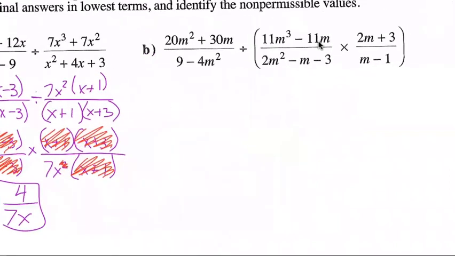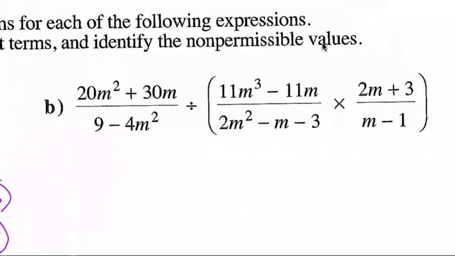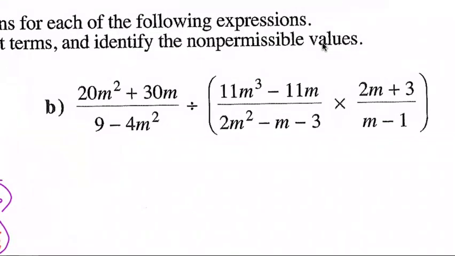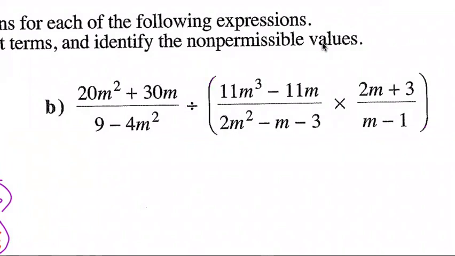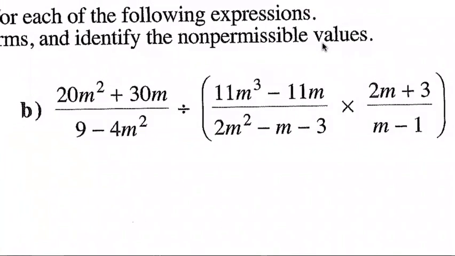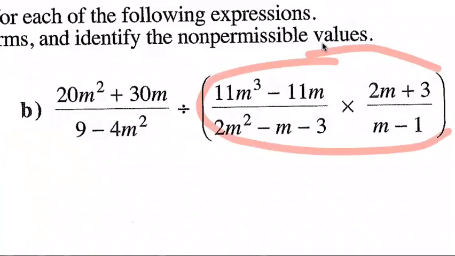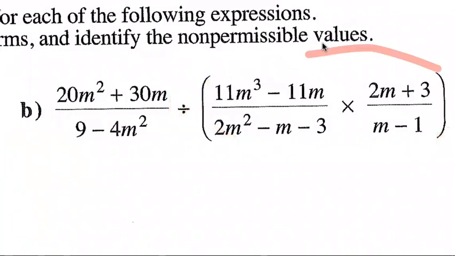Question B. So you can see here, we've got a bracket. So I need to simplify this before I do this flip and multiply. So what I want to do first is factor everything and then determine my non-permissible values, and then simplify this bracket, and then flip and multiply. Okay. It's a bit of a long process.